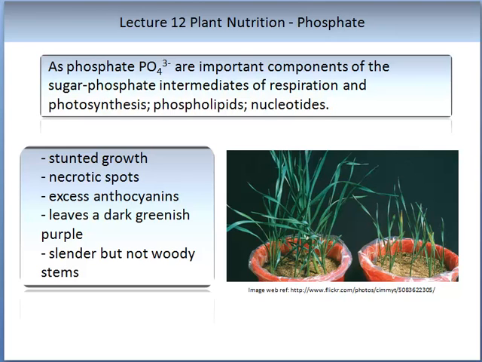What you're looking for when you see phosphorus deficiency is stunted growth and necrotic spots. Sometimes you see excess anthocyanins, and that leaves a dark greenish purple colour on your leaves. You may see slender but not woody stems. And here we have an image of phosphorus deficiency in wheat. This is the phosphorus deficient plant, and this is the healthy plant for your comparison.